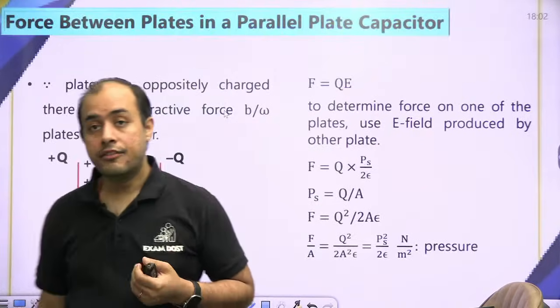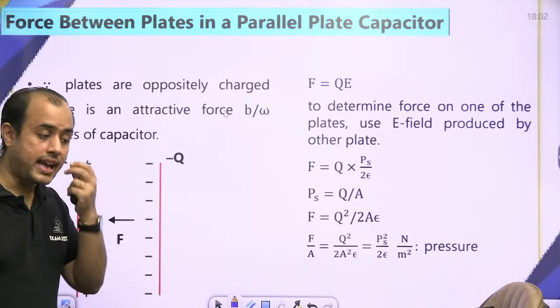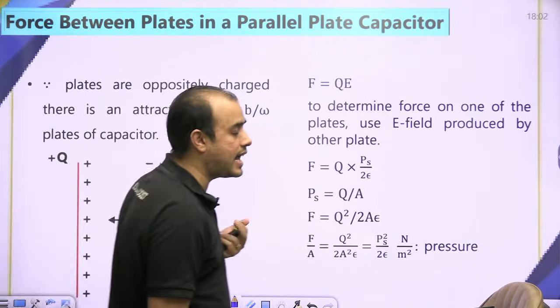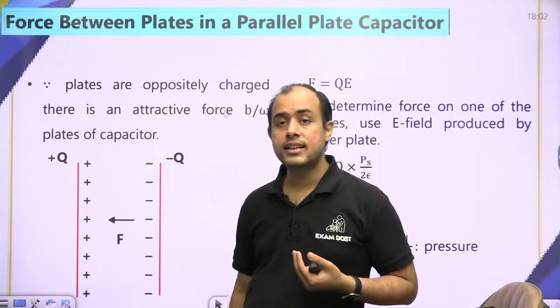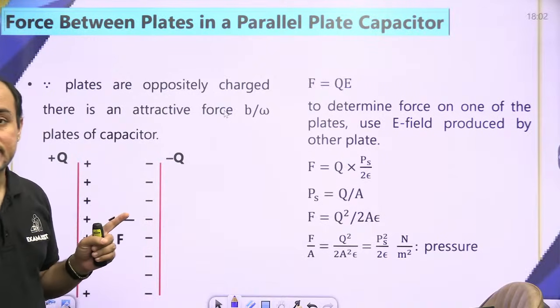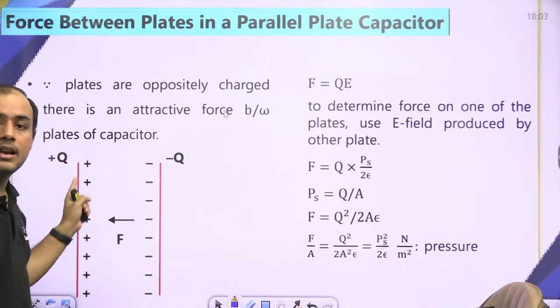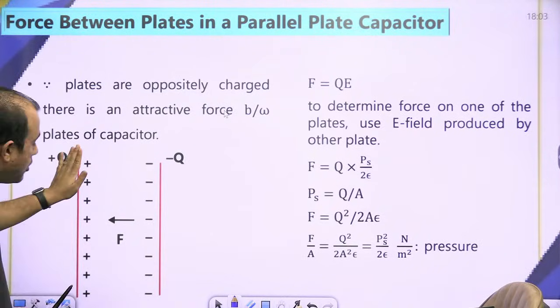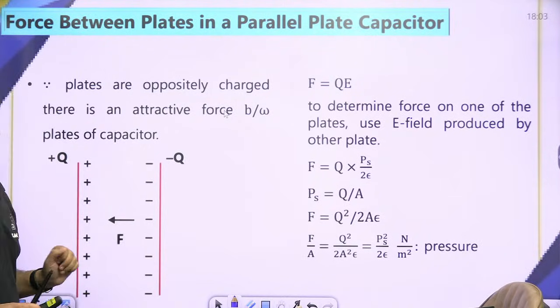Now whenever the two plates are having opposite charges, obviously they will attract each other. Now what is the force? Whenever you want the force, you find the electric field because of one plate, multiply it with the charge on the other plate. Now I consider this as infinite sheet.